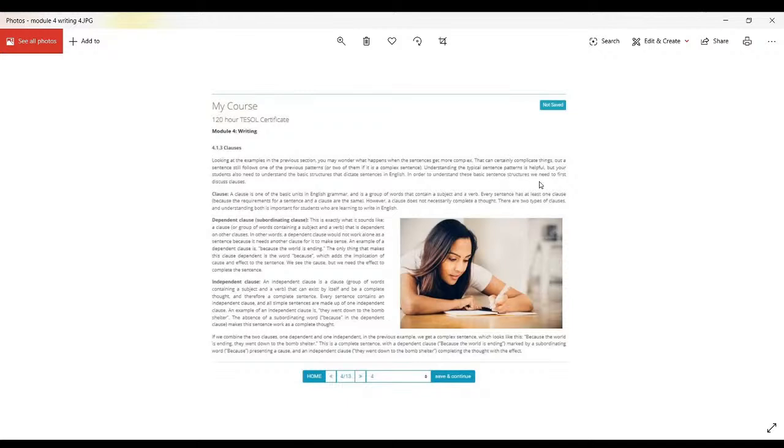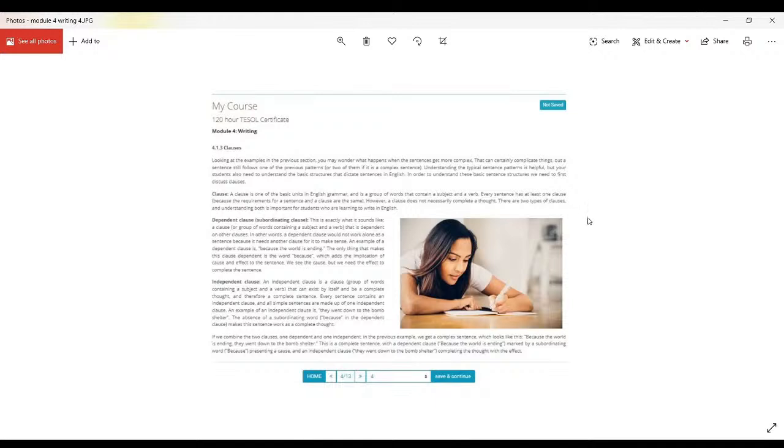Understanding the typical sentence patterns is helpful, but your students also need to understand the basic structures that dictate sentences in English. In order to understand these basic sentence structures, we need to first discuss clauses. What is it? A clause is one of the basic units in English grammar and is a group of words that contain a subject and a verb. Every sentence has at least one clause because the requirements for a sentence and a clause are the same. However, a clause does not necessarily complete a thought.